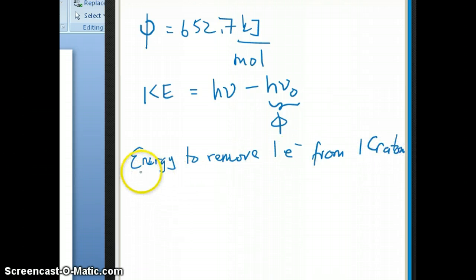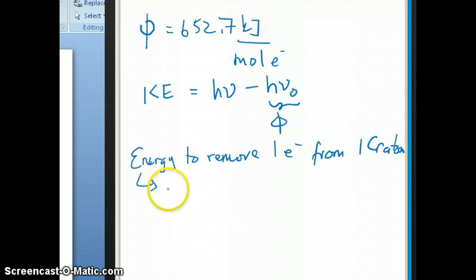Now if you think about this, this is really asking you about the work function itself. It's asking you the energy needed to remove one electron. Remember, the work function is also the first ionization energy, which is the energy needed to remove the first electron from an atom. So it's really just asking for this number, but in terms of one electron. The information you're given is for 1 mole of electrons. So 652.7 kilojoules per mole of what? Really per mole of electrons, because the work function is defined as the energy to remove electrons.